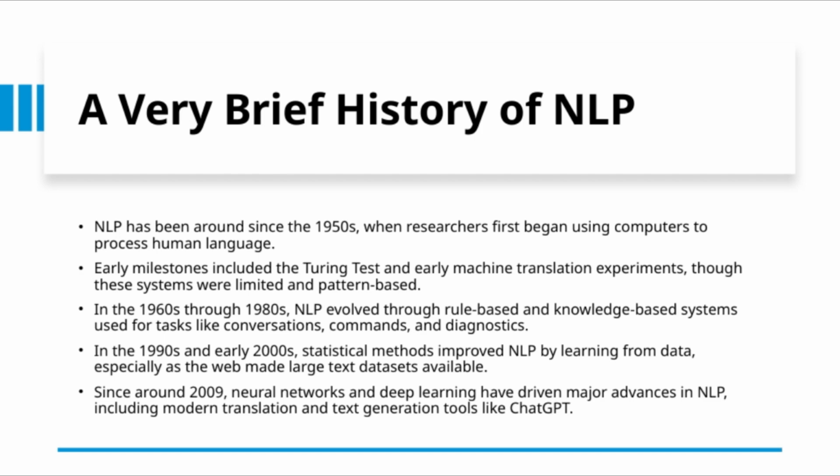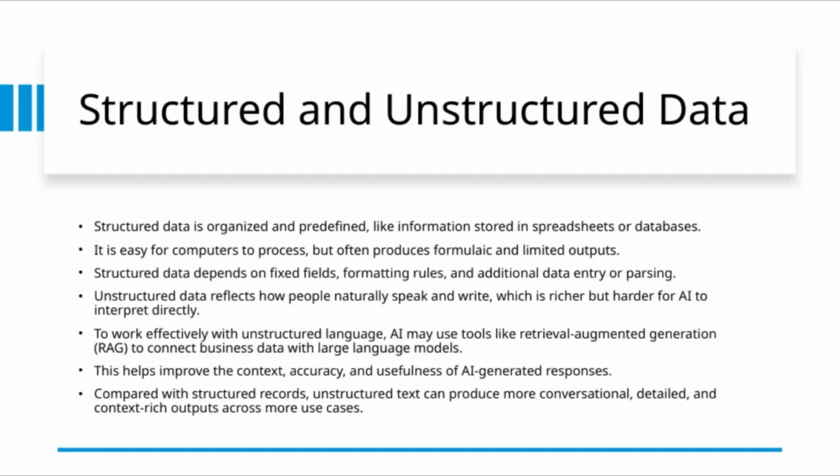Over the next few decades, from the 60s to the 80s, NLP grew through rule-based systems designed for tasks like conversations and diagnostics. Then, in the 90s and early 2000s, statistical methods took over, fueled by the explosion of web data. Since about 2009, deep learning and neural networks have transformed NLP, powering tools like modern translators and text generators, including ChatGPT.